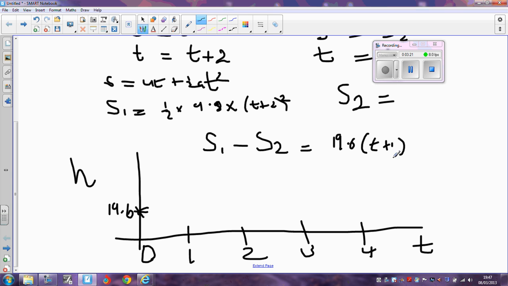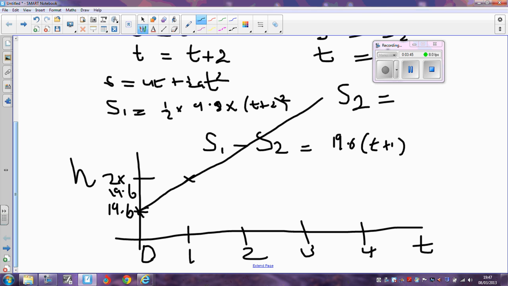When t is 1, the difference between the two is going to be 2 times 19.6. And in fact, what you get is a straight line graph, which is going to look something like that. 19.6, 2 times 19.6, 3 times 19.6, and so on.